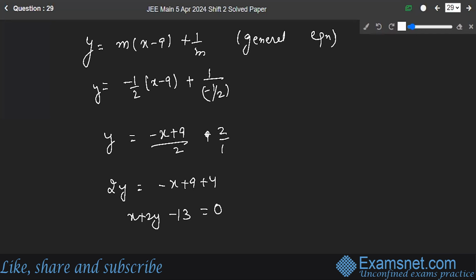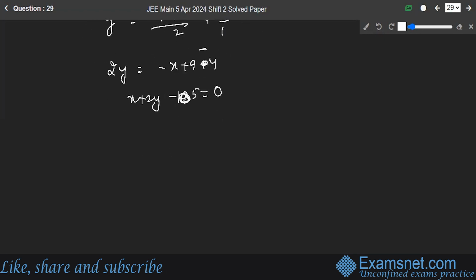Here, there was a minus over here. So here is supposed to be minus, and this is supposed to be minus 5. Okay. So this is x plus 2y minus 5 is equal to 0. This is the equation of the line, right? We got the equation of the line.